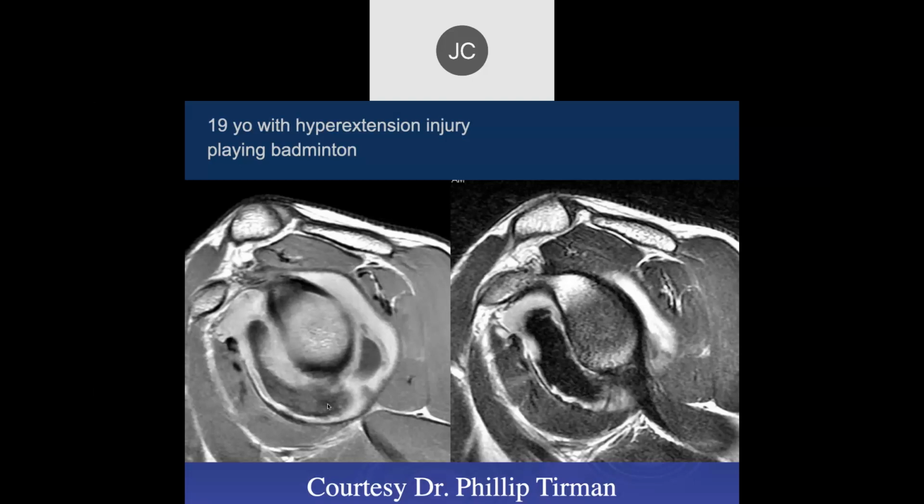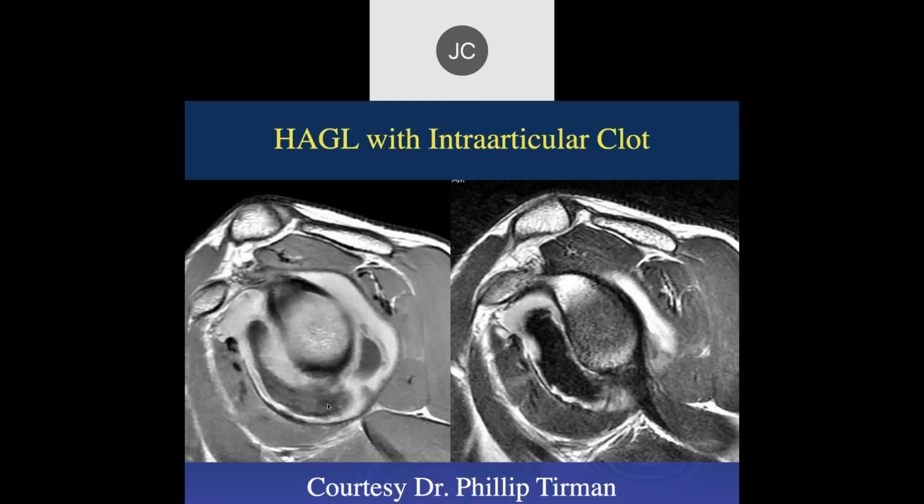Okay. So this is playing badminton, believe it or not. So this is a HAGL lesion. And the patient had hemorrhage into the joint space. As I think I've said before, it's rare to get clots in the joint space because the joint fluid basically dissolves the active agents of clotting before they can concentrate enough to actually create a clot. But this is an intra-articular clot from hemorrhage after a HAGL lesion.